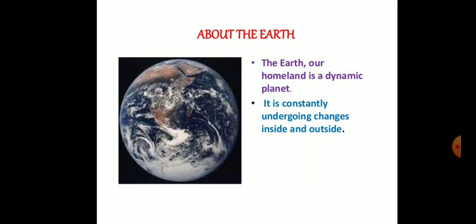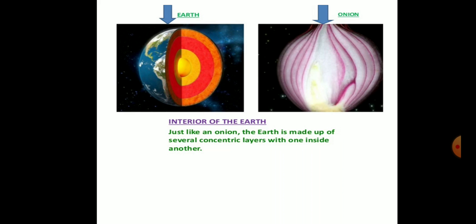The Earth or homeland is a dynamic planet. It is dynamic because it keeps on changing both inside and outside. We can see the changes over the Earth's surface, and we cannot see the changes that occur inside the Earth. But we can have clear knowledge about the interior structure and components of the Earth with the help of various evidences provided by natural phenomena like earthquakes, volcanoes, etc. So here we have the interior structure of the Earth.